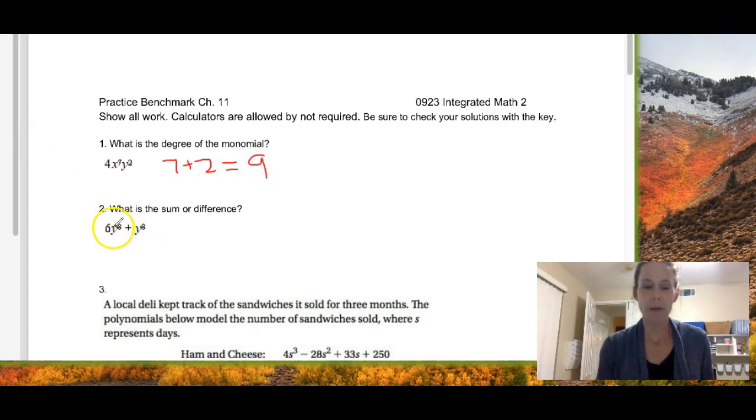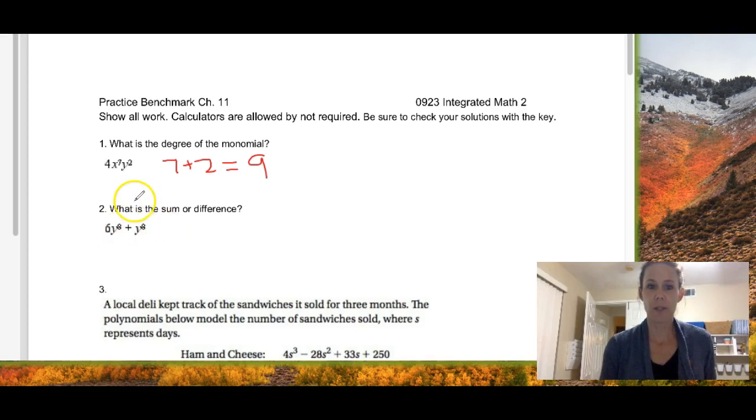Now, when you have a monomial in one variable, your degree is just the degree of the exponent. If you have a monomial in 2 or more variables, you need to add the exponents to get the degree. Polynomials, remember the degree of the polynomial is just the degree of the largest monomial. Okay, so this degree would be 9. This degree here would be 8.